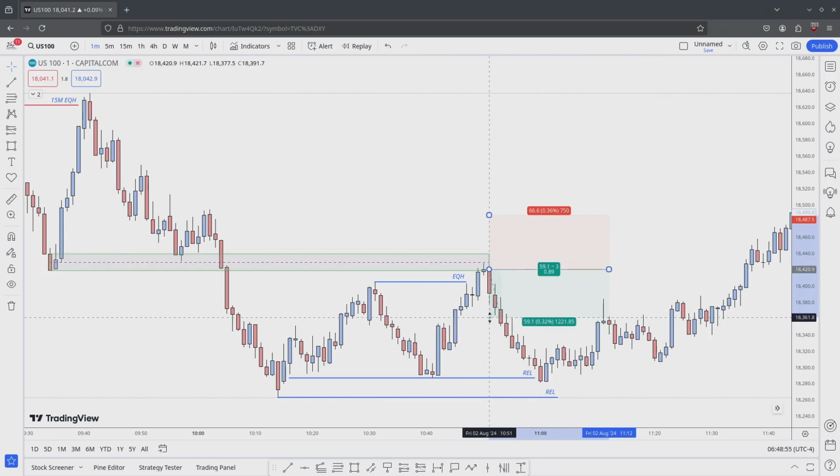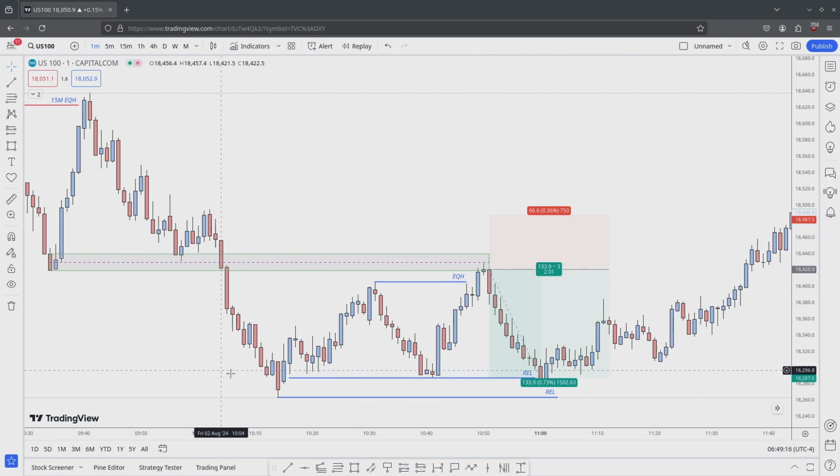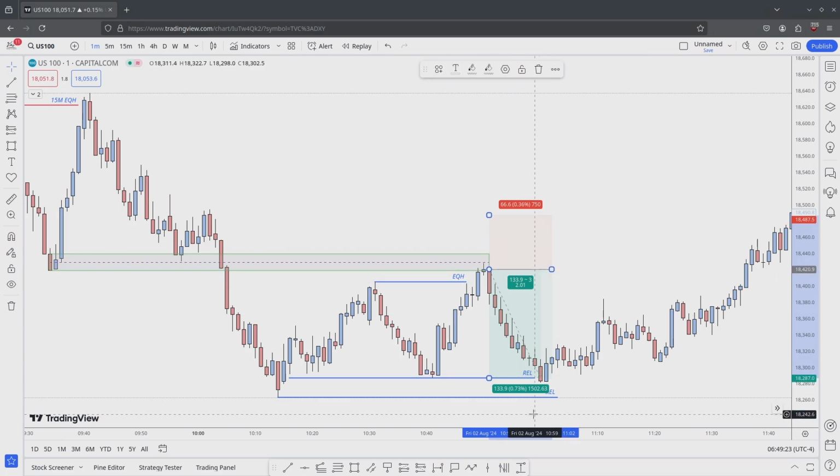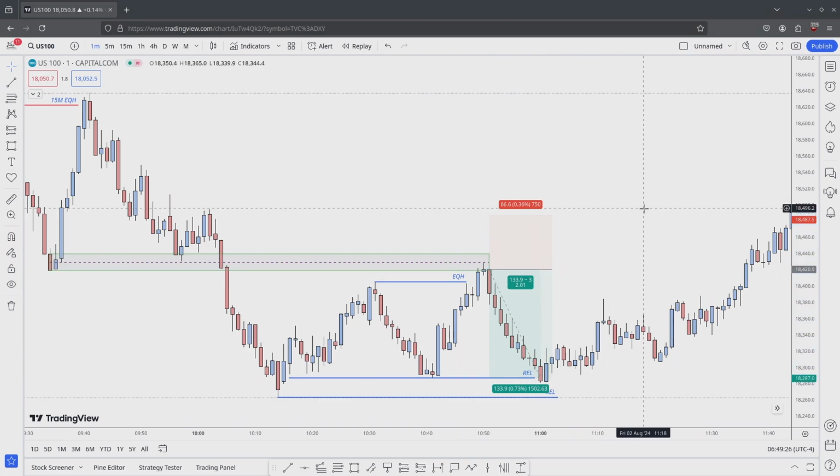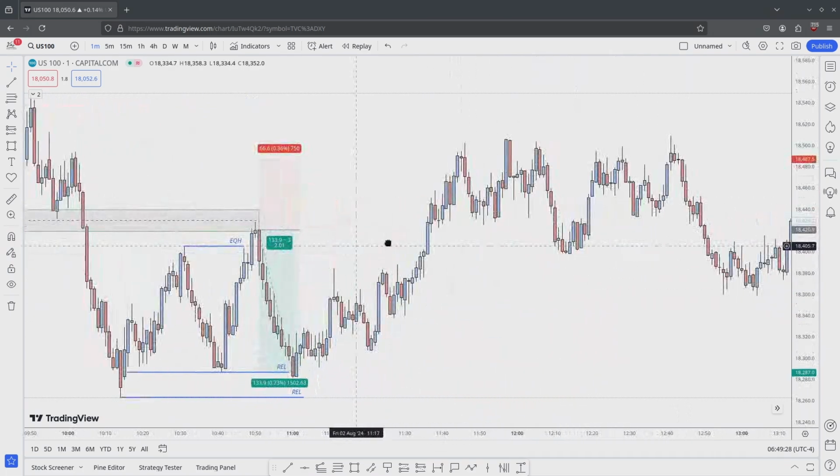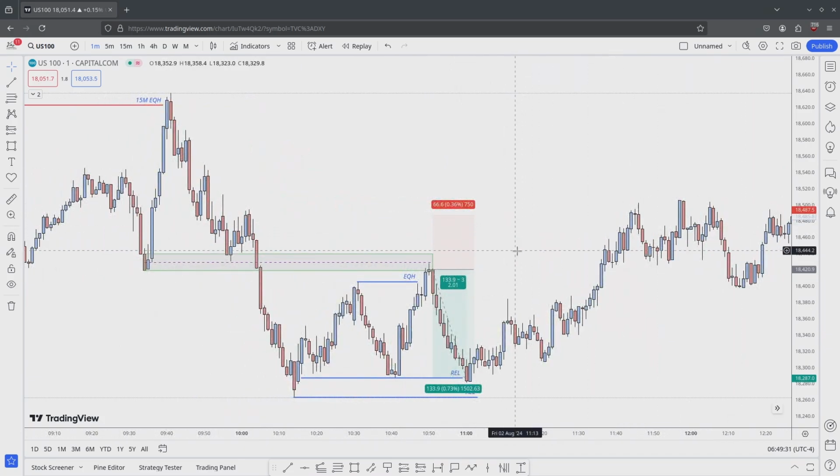Again, here you could go for a 1-to-1 on this. You could be looking to take a target at this fair value gap right there. You could be looking for a 1-to-2, which would be below the low. There's your 1-to-2. And that's pretty much all that it gives here. Then we end up pulling back and going sideways here for lunch.